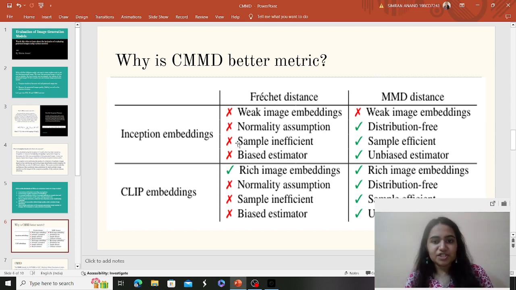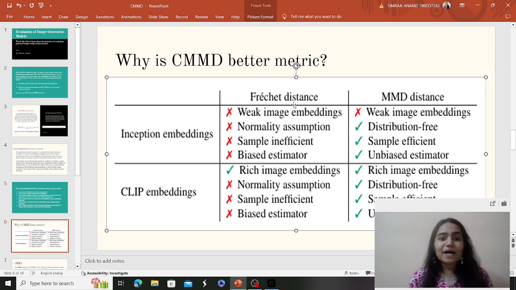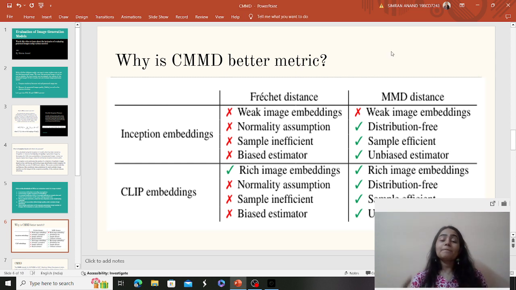Then it's sample inefficient. This Fréchet distance is sample inefficient, which is FID. Fréchet distance and inception embeddings together make FID. That is sample inefficient, and it's a biased estimator. What does biased estimator mean? Biased estimator means the bias is highly dependent on the sample size and the model used. It should firstly not depend on the model, it should be model agnostic. But since it is a biased estimator, it depends on the model being used, and also on the sample size, and the changes and variations made to the sample size are going to drastically impact the performance. That's why it's a biased estimator.